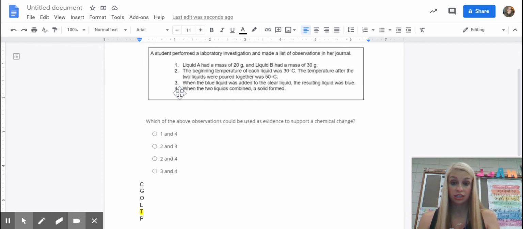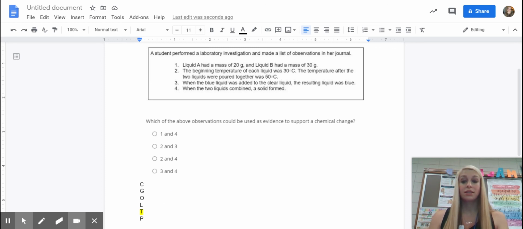Let's read number 4 just to check. When the 2 liquids were combined, a solid formed. 2 liquids form a solid. This is a precipitate. This is the one that y'all forget the most. The definition of a precipitate is when you mix 2 liquids and you get a solid. I did a video for y'all where I mixed milk and vinegar. I put it in a water bottle, shook it up, and you could see there were solids all on the side. A precipitate is when you have 2 liquids and they form a solid. So number 2 is a chemical change. Number 4 is a chemical change. Your answer would be C.